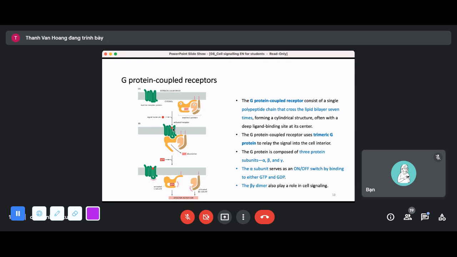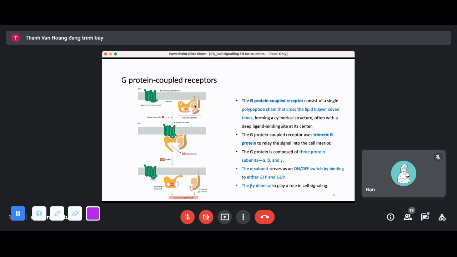When the signal molecule binds to the receptor, it can interact with the G protein. The G protein is composed of 3 subunits, as you can see here: the alpha, beta, and gamma subunits. Please remember.